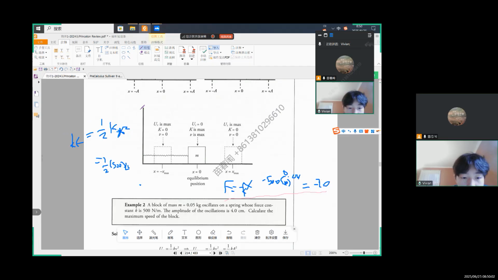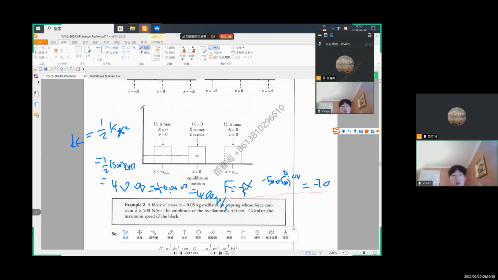4 squared equals 4,000. And then this equals 1/2 mv squared. 4,000 over 0.025. It's 400 meters per second. Wait.